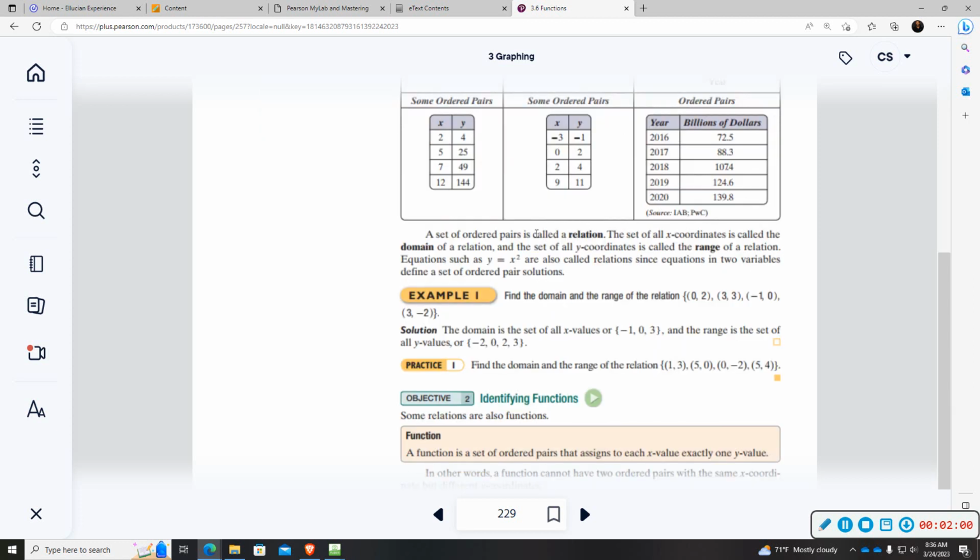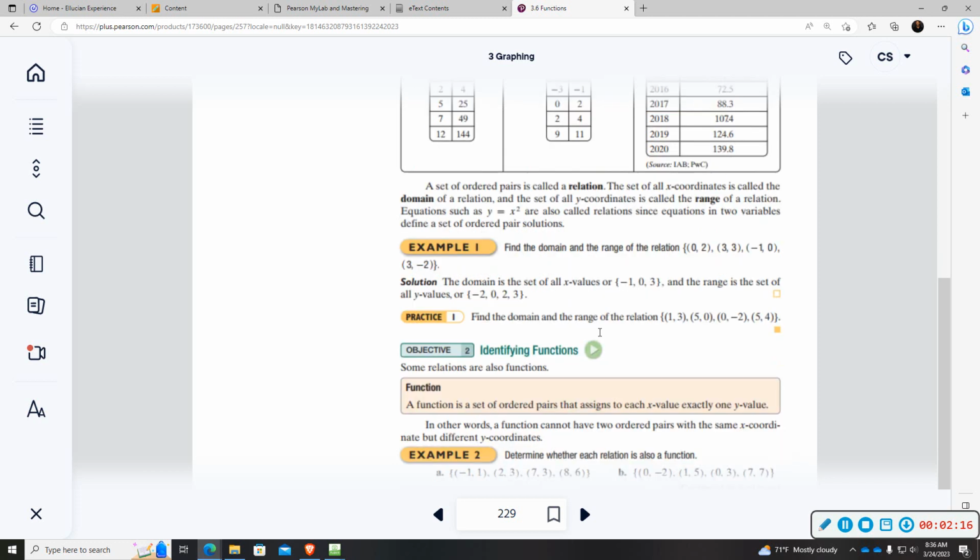And then when we talk about domain, the domain is referring to the x element only. Okay. The range is referring to the y coordinate. And you can see that in the table as well. We'll talk a little bit more about how to identify that as we go along.